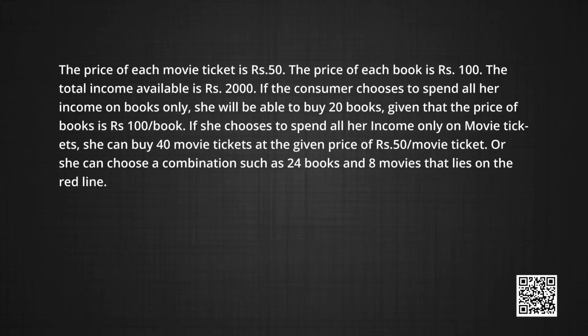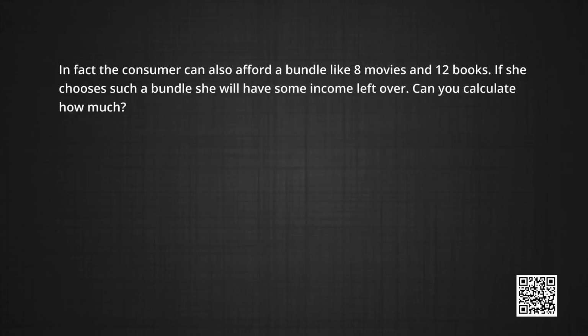Or a consumer can choose a combination such as 24 books and 8 movies that lies on the red line in the diagram. In fact, the consumer can also afford a bundle like 8 movies and 12 books. If she chooses such a bundle, she will have some income left over. Can you calculate how much? The answer is rupees 400.